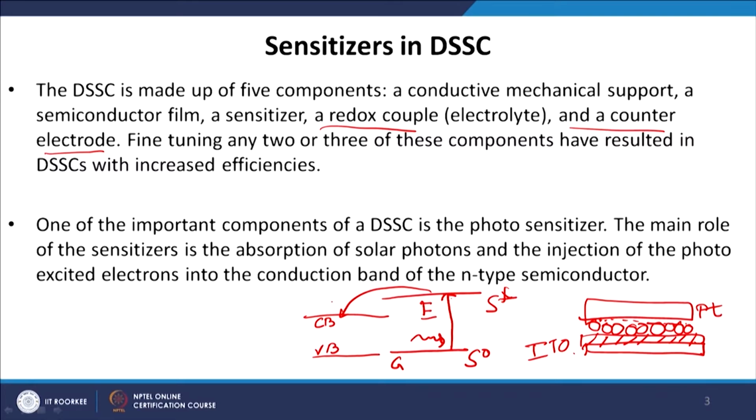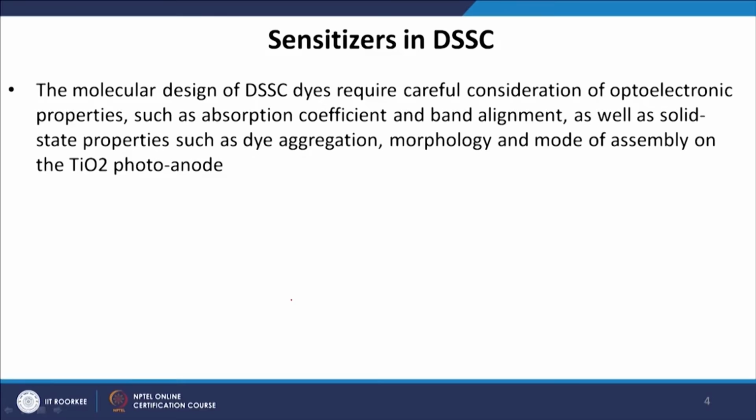Now electrons starting from the CB go to the FTO substrate and come back to the external circuit, which participates in the electric conduction. So the dye is a crucial part of the DSSC device. The molecular design of DSSC dyes requires careful consideration of optoelectronic properties such as absorption coefficient and band alignment, as well as solid state properties such as dye aggregation, morphology and mode of assembly on the TiO2 photoanode.